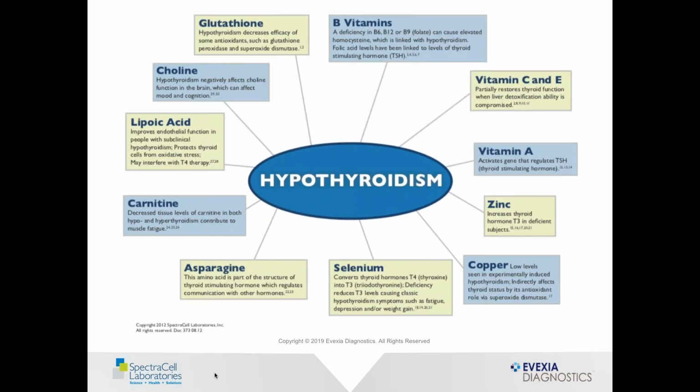Hypothyroidism. When the thyroid gland is producing thyroid hormone, it needs oxidation. As a matter of fact, it uses hydrogen peroxide in the enzymatic reaction. So you want to make sure that the gland has enough antioxidants in it.